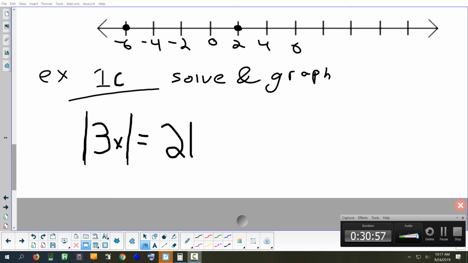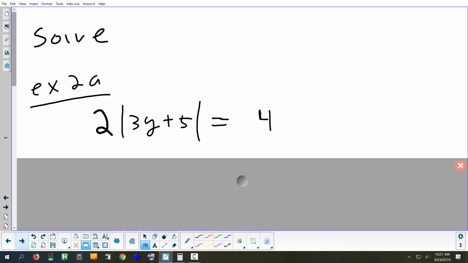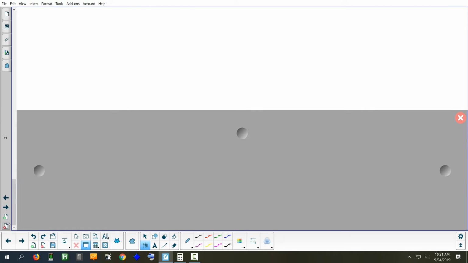So you're gonna do this one the same way. Separate it into two equations and follow the steps for each equation. Okay, first question. Is the absolute value by itself? Yes. Okay, that's one where it's not by itself, we're gonna do that next. This one is by itself, so split it up.